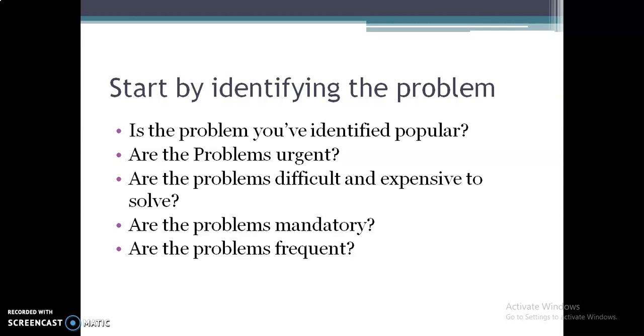The third point we have here is, are the problems difficult? Are they difficult and expensive to solve? Or is it a kind of problem anybody can solve? This is the issue where somebody launches a business idea, and before he can sleep and wake up, he has like 20 competitors out there. If your problem is that simple, then you may want to go back to the drawing board. What will happen is that when you launch that idea, someone with big money will come and take the idea from you and launch it.